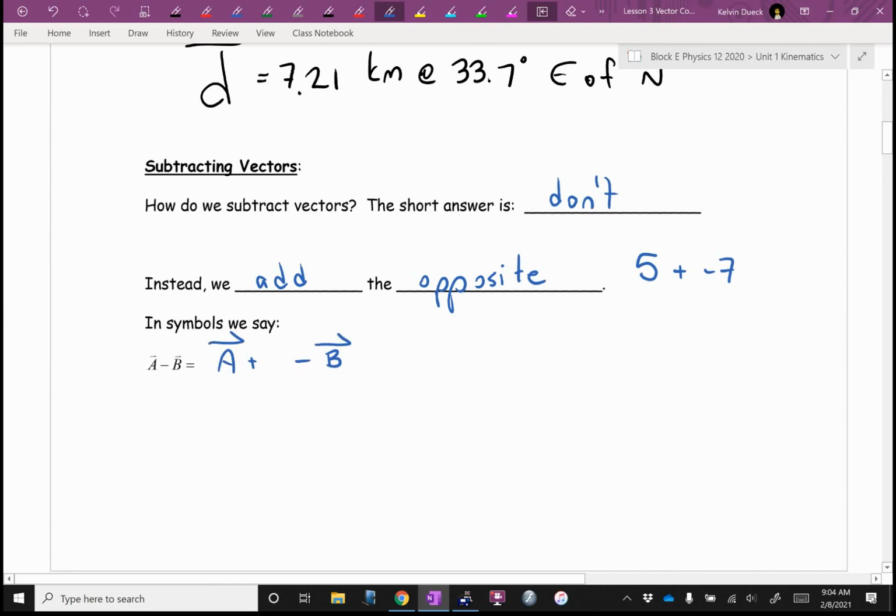Now, what do I mean by the opposite of vector B? If vector B originally points north, what's negative north? South. What's negative west? East. What's negative east? West. Just be really careful when you're subtracting vectors, because now it's really easy to accidentally point something in the wrong direction. But then once you've done that, then you add those two new vectors together tip to tail.